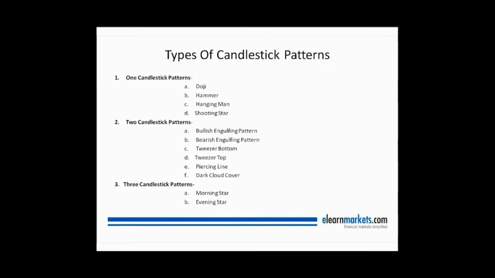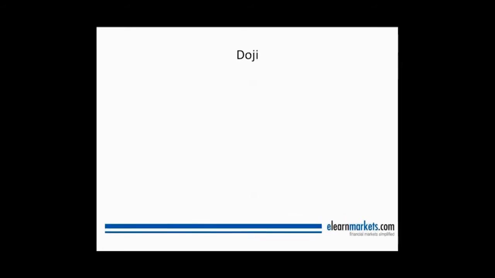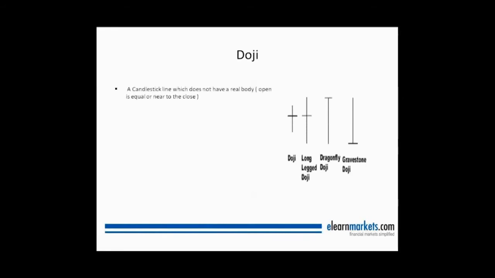Let us start our discussion with doji. As we can have a look in this figure on the right hand side, a doji is a candlestick line which does not have a real body. That means the opening is equal or near to the close. It signifies loss of momentum or a sign of indecision in the market.